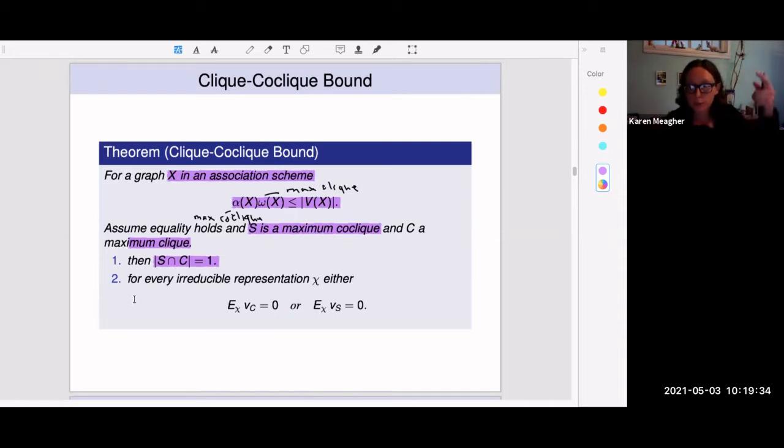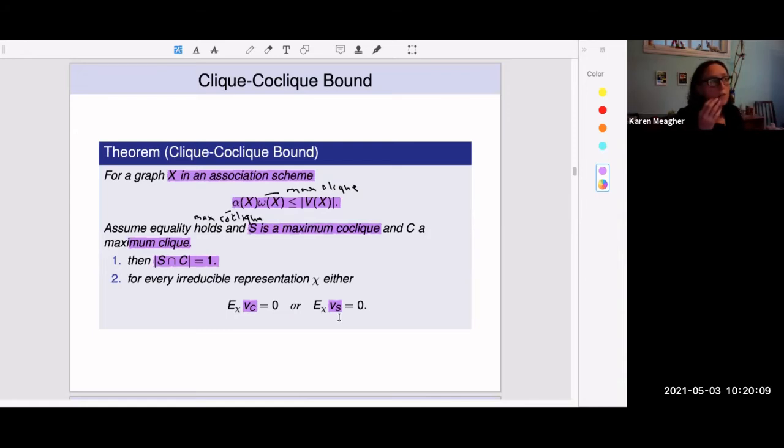But like I said in the previous slide, for every irreducible representation, we get an eigenvalue, a module, and projections down to those modules. What happens is that if we have the clique-co-clique bound holding with equality, and I take a maximum clique and a maximum co-clique and write out their characteristic vectors, this is the characteristic vector for a max clique, and this is the characteristic vector for a max co-clique. When I project those down into my different modules, at least one of the two has to be 0. They could both be 0, but one of them is going to get squished.